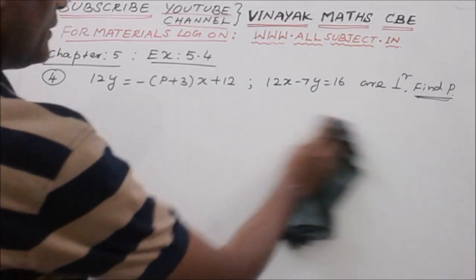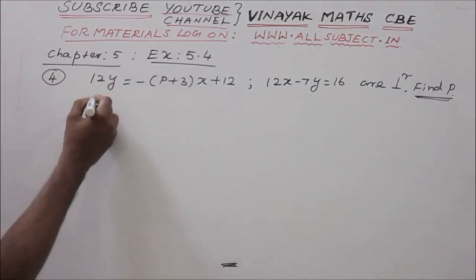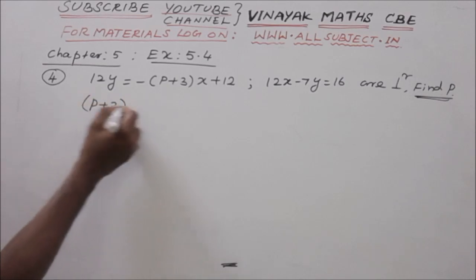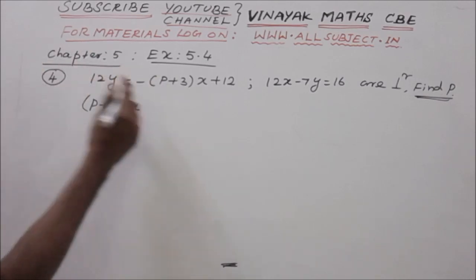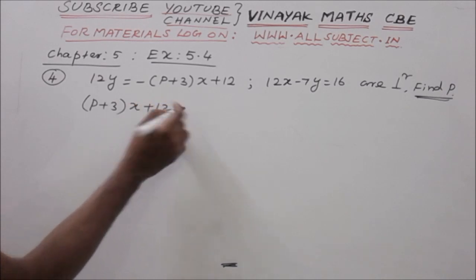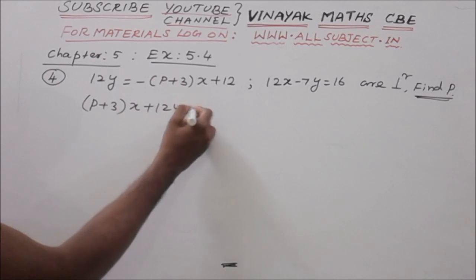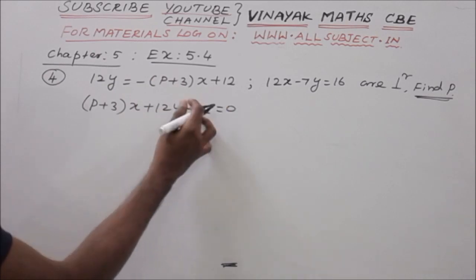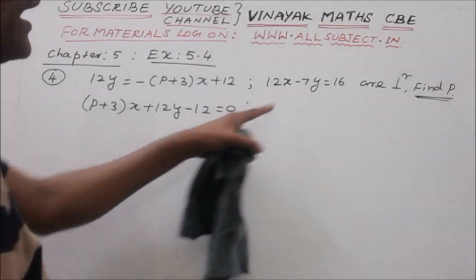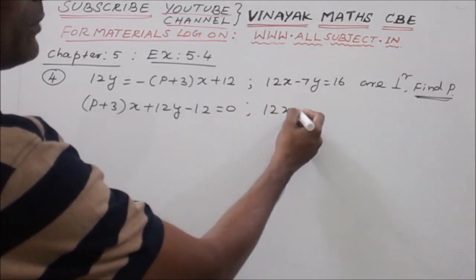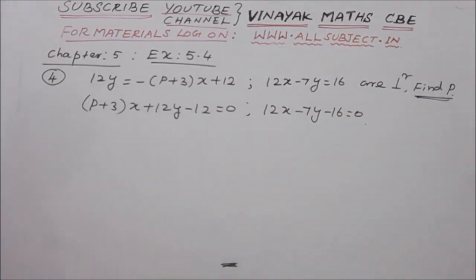That is, bring it left side. p plus 3 into x, because we have negative coefficient, taken left it is positive. And here we have plus 12y. ax plus by, then the constant term plus 12 on the left side, minus 12 equal to 0. It is very easy, convert in this way. And then the second line, a2x, 12x minus 7y minus 16 equal to 0. That's all. This is very easy.